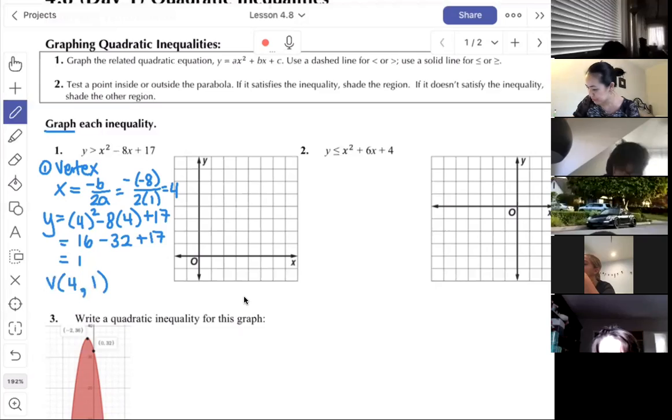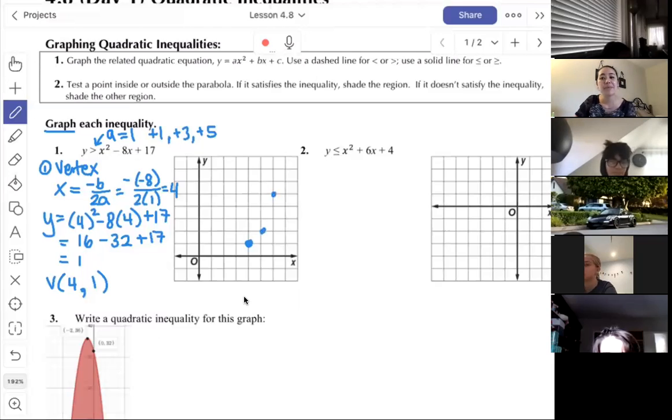Okay, so 1, 2, 3, 4 on my graph and up 1 to find the vertex. All right, now look at your A here. Your A is equal to 1. So that means I'm going to go up 1, up 3, up 5. Okay, so up 1, up 3, and then I run out of room.